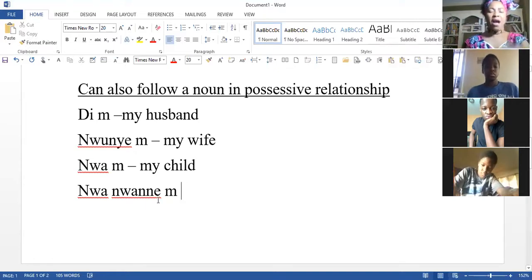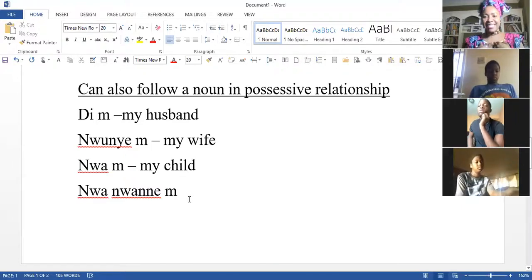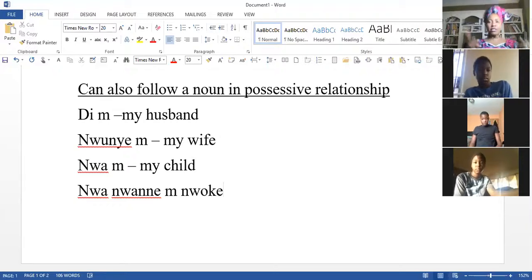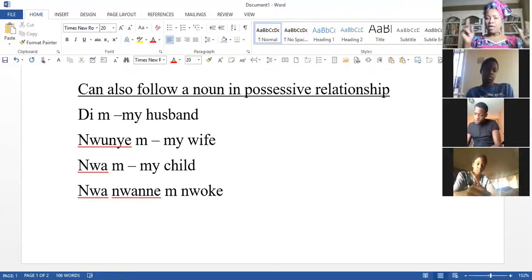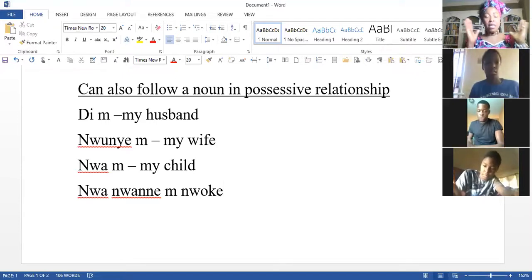Now, nwa, nwannem, nwoke. Now she told me it's my brother's child. Nwa, nwannem, nwoke. Do you see it? That's the difference. Because if I ask you what is nwa nwannem, and you tell me it's my sister's child or my brother's, that is wrong. But I have to put the gender there for you to know exactly what I said. I hope I made myself clear. Please, if you are not following, let me know.